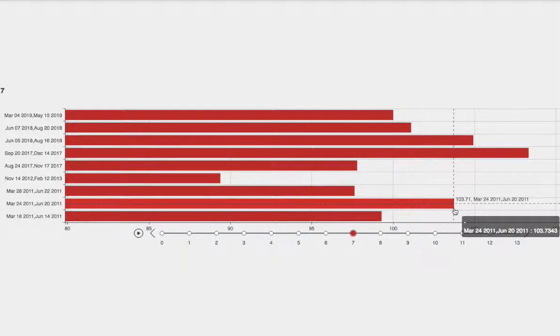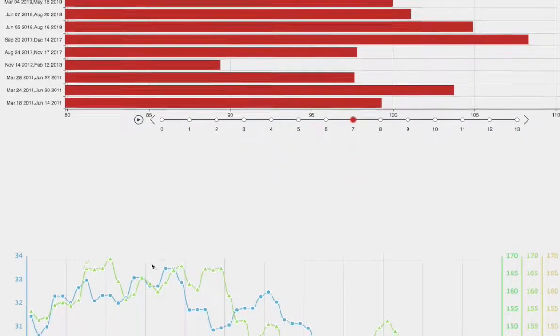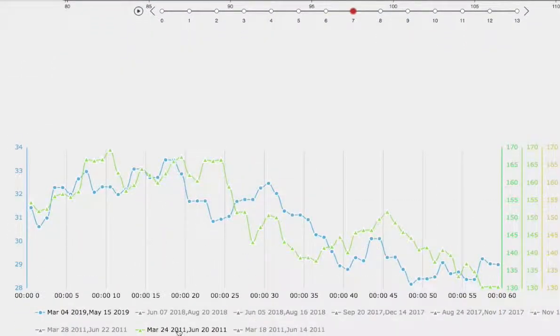GDXJ or Gold Miners Jr. was up around 3.7%. And here's the line graph that I compared it to. So with the 2011 chart overlapping the current trend, that's where I got my results.